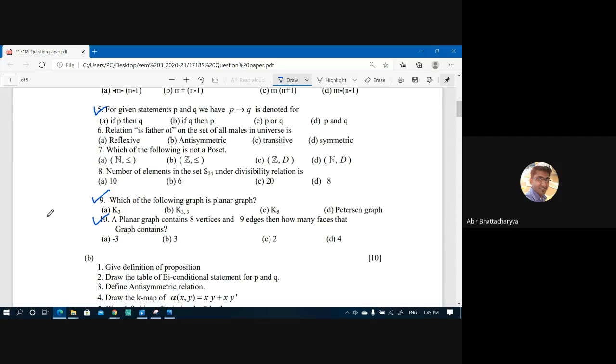Today we will solve planar non-planar graphs, that is unit number 6 of graph theory, and unit number 1, that is logic and predicates.